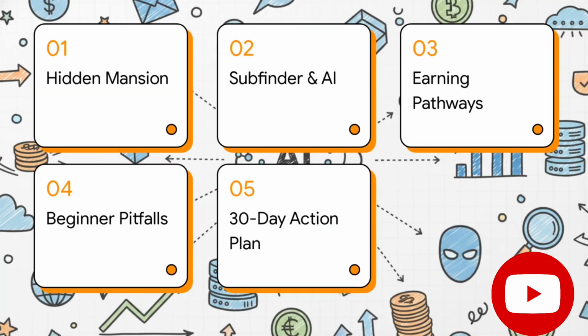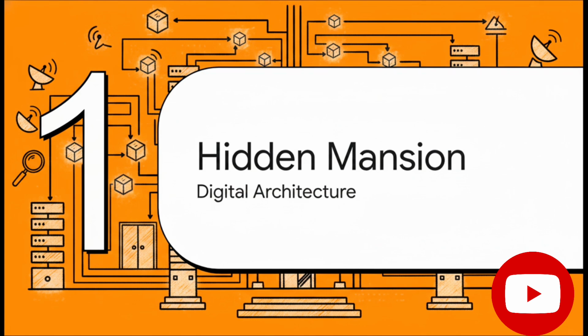Here is our exact roadmap for this zero-to-hero journey. We'll start with 1. The hidden digital mansion. Then move to 2. Subfinder and AI, the tools. 3. 3 lucrative earning pathways. 4. Avoiding costly beginner pitfalls. And finally wrap up with 5. Your 30-day action plan. All right, let's kick things off with Section 1, the hidden digital mansion.